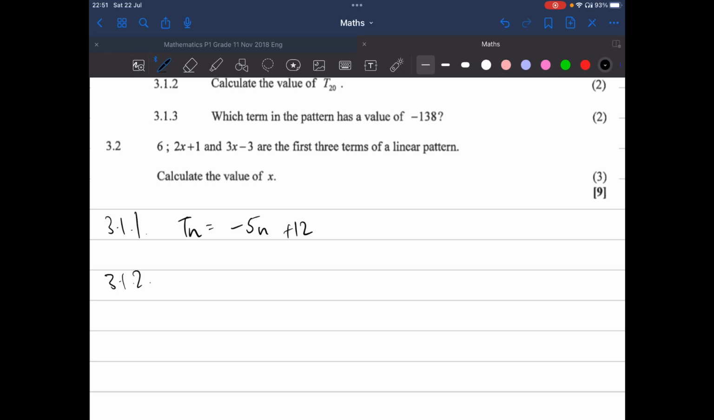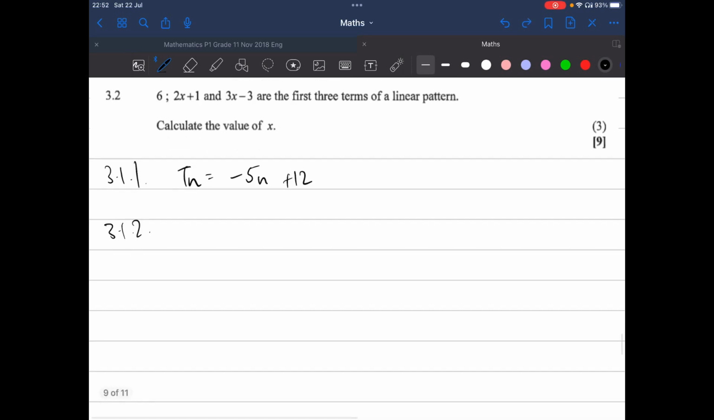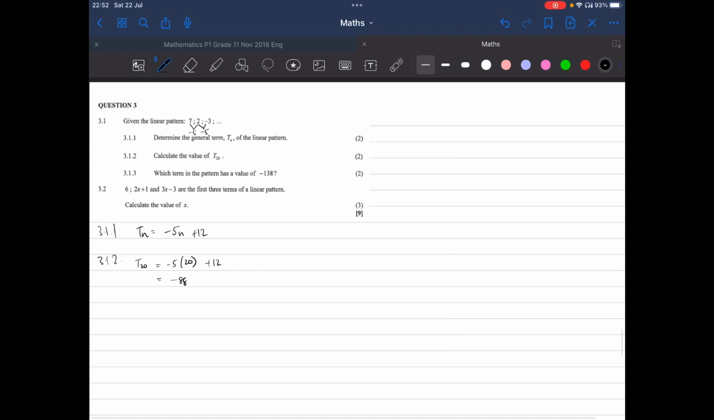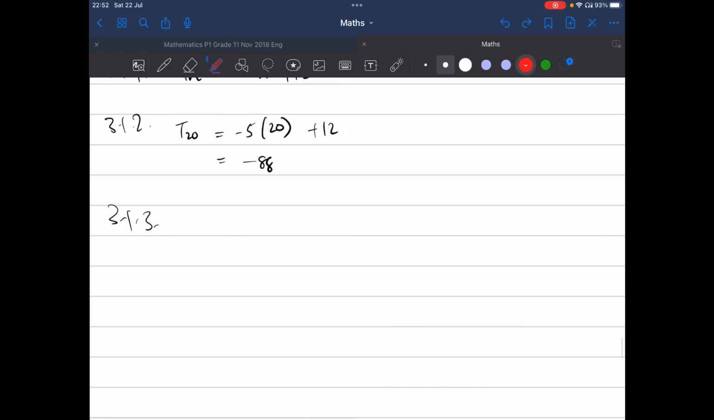Okay, 3.1.2, calculate the value of t20. Okay, so now we have the general term. That's easy. You just substitute in 20 wherever you see n. Okay, so minus 5 times 20 plus 12 gives us minus 88. Okay, 3.1.3, which term in the pattern has a value of minus 138? Okay, so in 3.1.2, we were given the term and we had to find the value of the term. In 3.1.3, we're given the value of the term and we have to find out what term number that is.